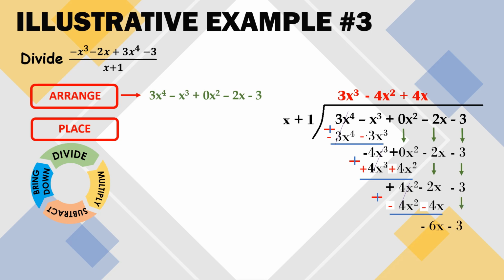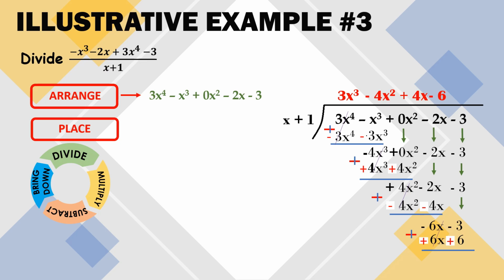Bring down the remaining term, which is negative 3. Then we divide again. Negative 6x divided by x is equal to negative 6. Then we multiply. Negative 6 times x is negative 6x. Negative 6 times positive 1 is equal to negative 6. Then all you have to do is to subtract the terms. So, change the sign of the subtrahend, proceed to addition.